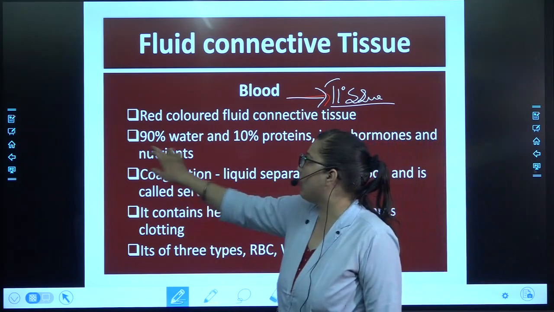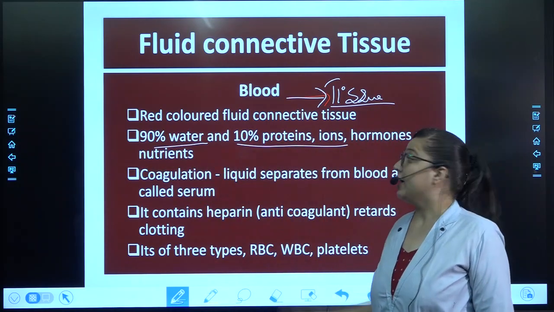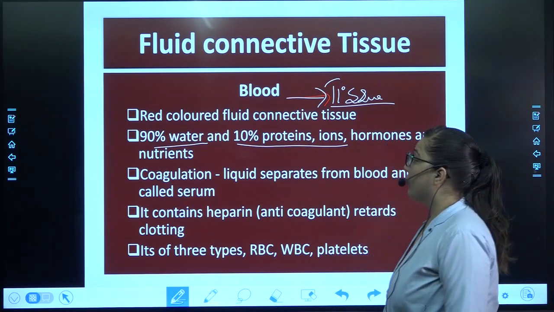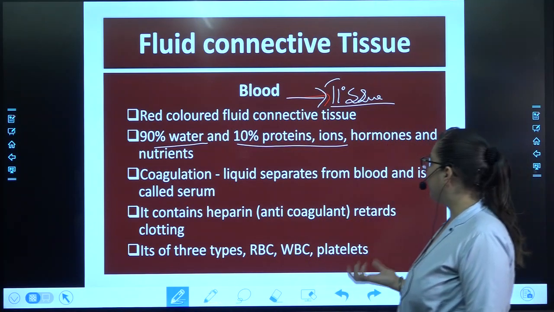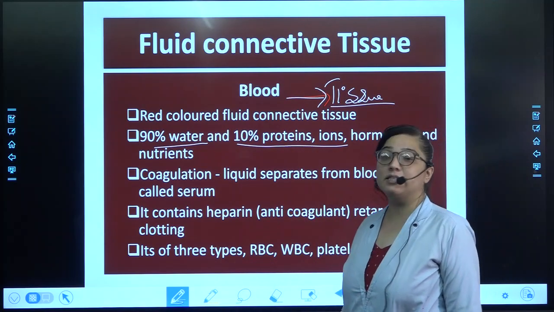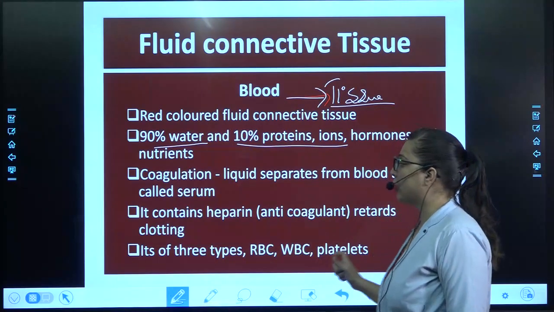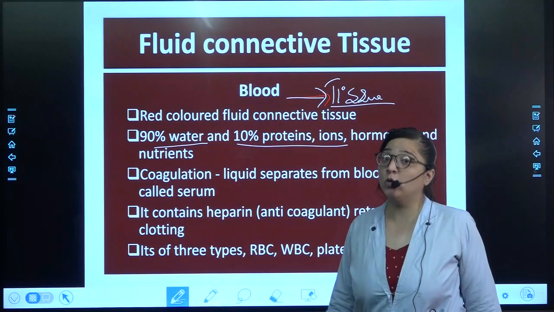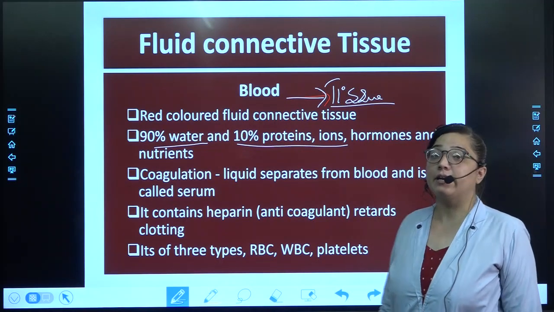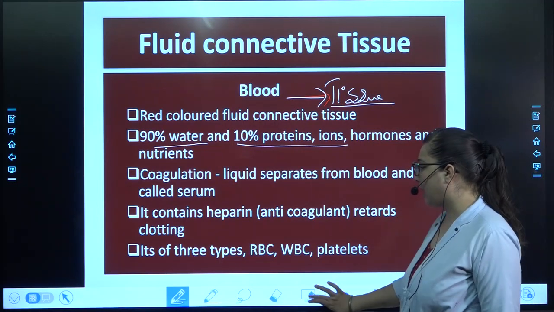90% of the blood is water, while 10% is what? Nutrients, ions, hormones and coagulation factors. From the blood, whenever the liquid part is removed, it is called serum. Then it also contains heparin. What does it do? It retards clotting. Blood is of three types of cells: red blood cells, white blood cells and platelets.